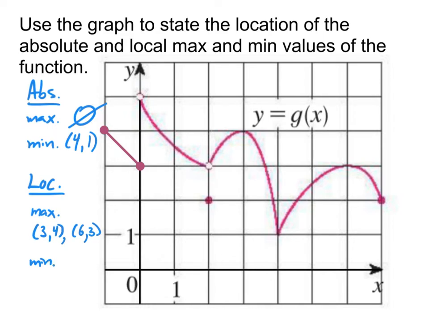All right, so then, is this point then a local minimum? Well, it is the minimum as we look at it from the left-hand side, but it's not lower than the values on the right-hand side. So no, that is not a local minimum.